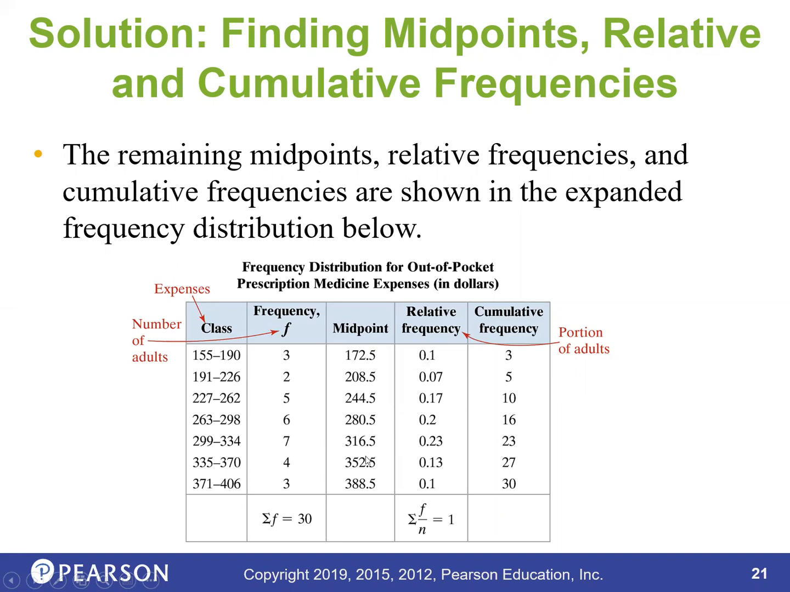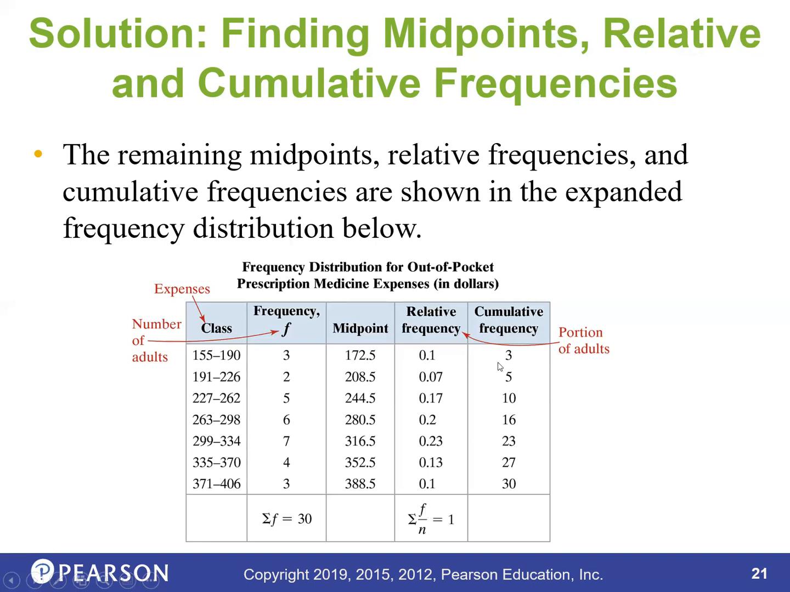So let's see. The grand total is 30. If I have 3 over here, 3 divided by 30 is going to be 0.1, or 10%. All good there. Then we have 2 divided by 30, which is going to be less, rounding off to about 0.07, or 7%. So with the relative frequency, you could do it in terms of decimals or percents. You know, 5 out of 30 is here, 6 out of 30, 7 out of 30, 4 out of 30, 3 out of 30.